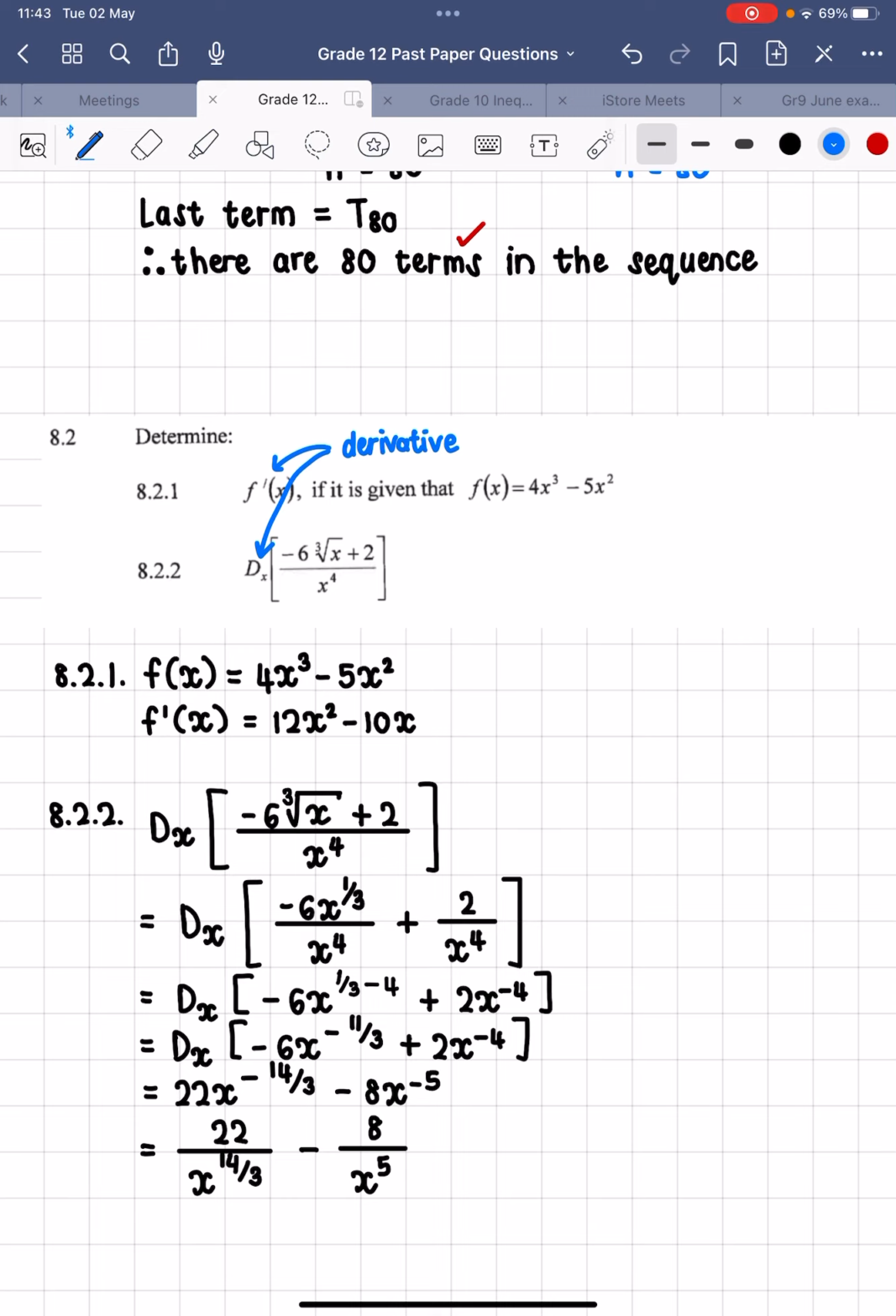Okay, so for the first one, 4 times 3 is 12, and then x, we minus 1 from the exponent, x squared. That's worth 1 mark. Next one, minus 5 times 2 is 10, and then x, we minus 1 from the exponent.